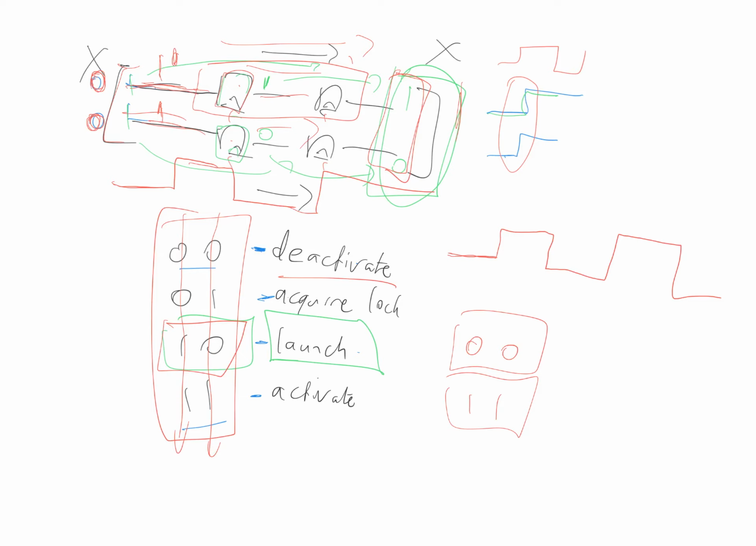And so if we're prepared to introduce this constraint that we can only move to a neighbouring state, then we can rearrange these. So what we want is we've got deactivate, we can move to activate, we can move from there either back to deactivate or to acquire lock, and from acquire lock we can either move backwards to activate or move forwards to launch.